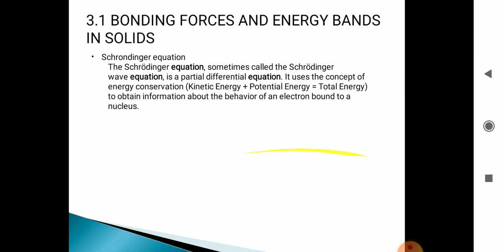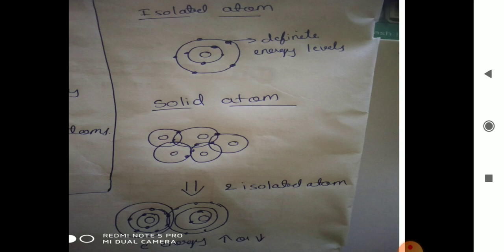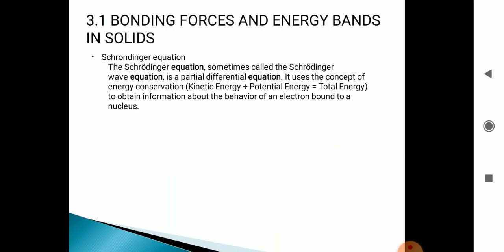Schrödinger equation. In the previous slide, when we combine isolated atoms, electron sharing as well as transferring with the neighboring atom will be present. So for that reason we don't know where exactly the electron is present. In order to calculate the electron's position as well as its energy, we use the Schrödinger equation. With the help of this, we can calculate the position as well as the energy of the particular electron which is involved in the process of sharing as well as transfer.